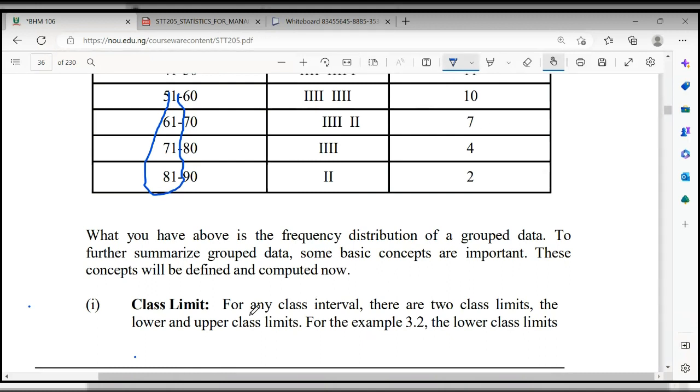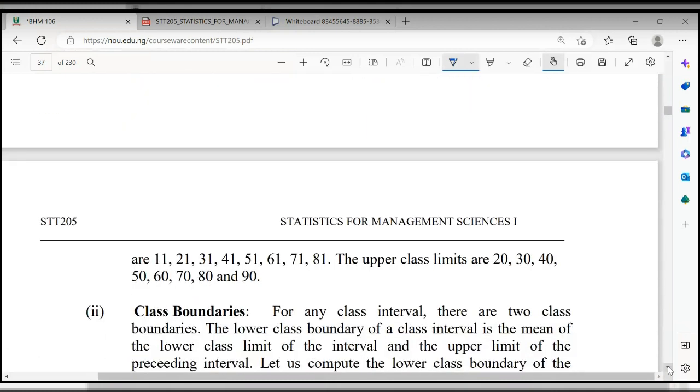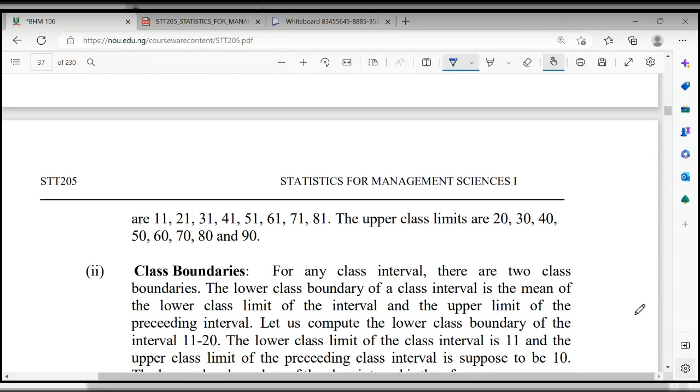Okay. So they say for any class interval, there are two class limits, the lower and the upper class limits. So they now give us an example. And they say that the lower limits are, you can see where it's listed. And then you can see the upper, the other ones, as I explained, the bigger figures.